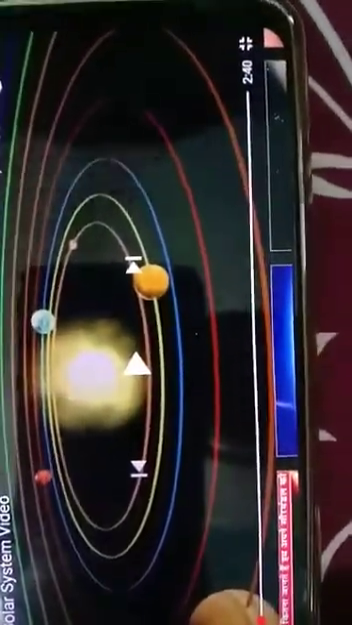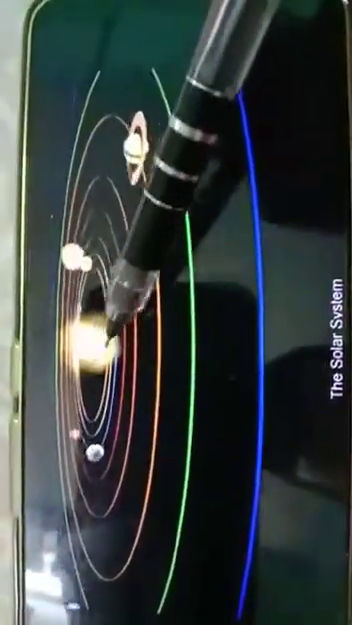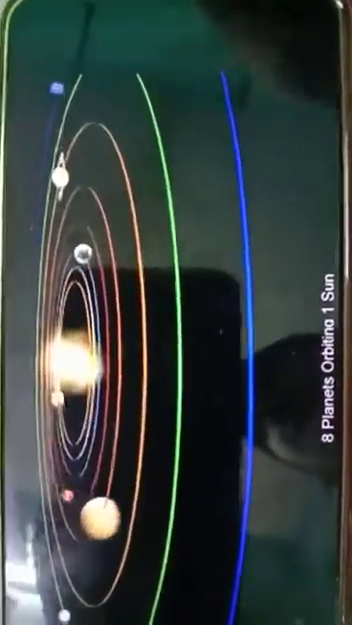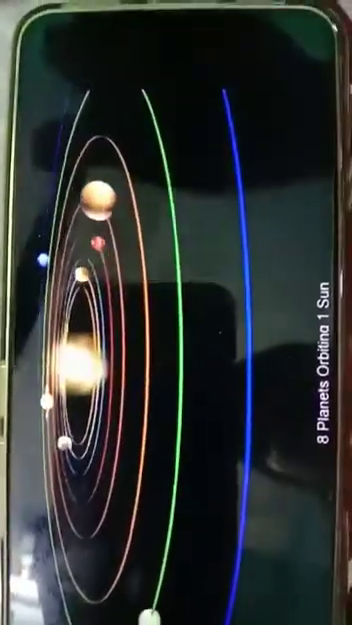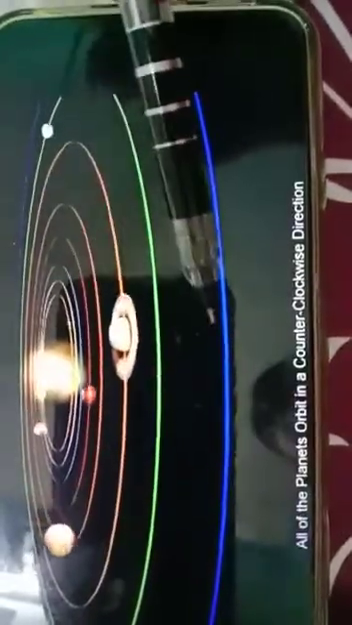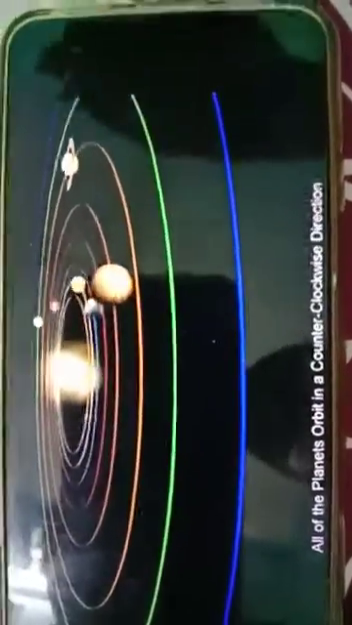Have a look at this video. You can see, my dear children, that the planets are moving around the sun. This is the sun. And here you can see that the planets are moving around the sun. And each planet is following a fixed path. And this fixed path is known as what? Orbit. Each planet is following a fixed path, and the fixed path around which the planets are moving is known as the orbit.